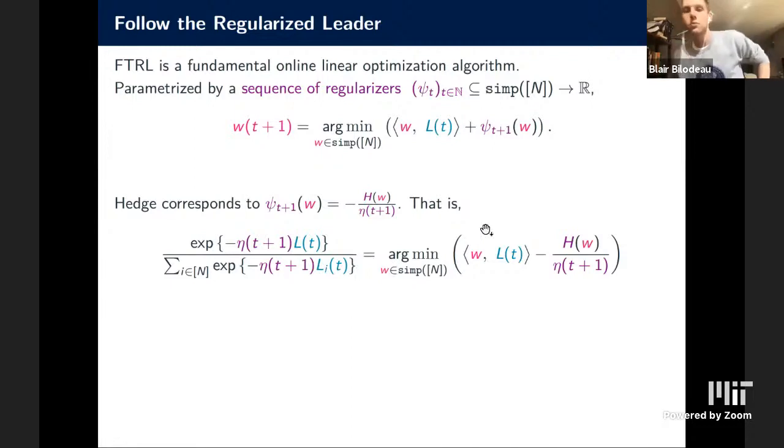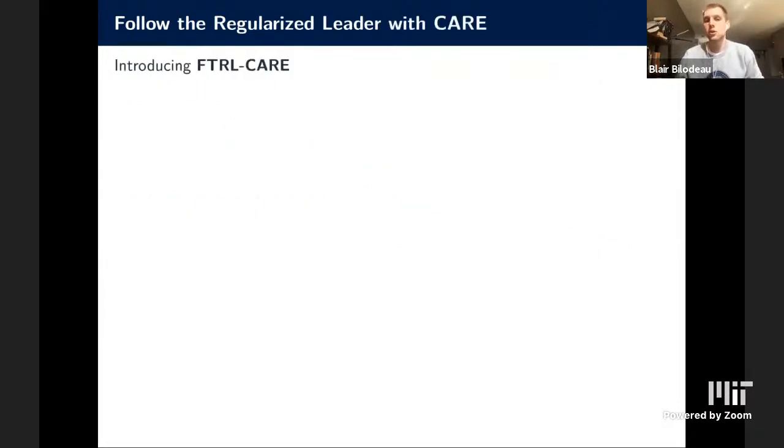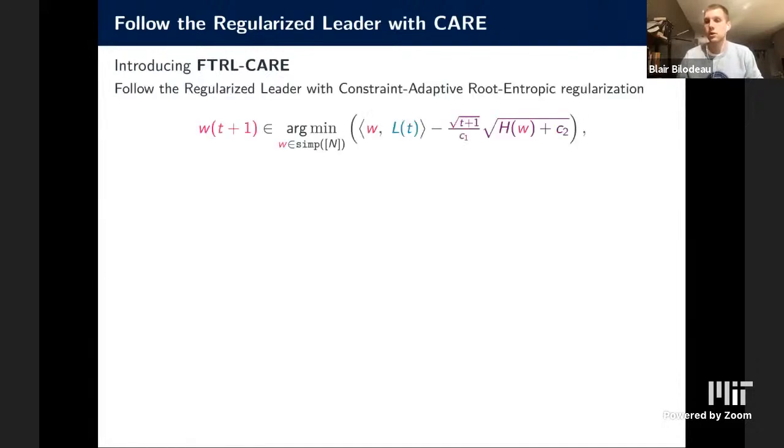And so now we're going to say, how can we use FTRL in order to improve on the Hedge algorithm? And we're going to do that using our new algorithm, which is FTRL CARE. So this is follow the regularized leader with a new regularizer that we call the constraint adaptive root-entropic regularizer. So constraint adaptive because we want to adapt to whatever setting we live between stochastic and adversarial without having to know in advance what that is. And root-entropic because Hedge regularizes by just the entropy, and we're going to regularize by square root of entropy here, where this term is still just the learning rate showing up.